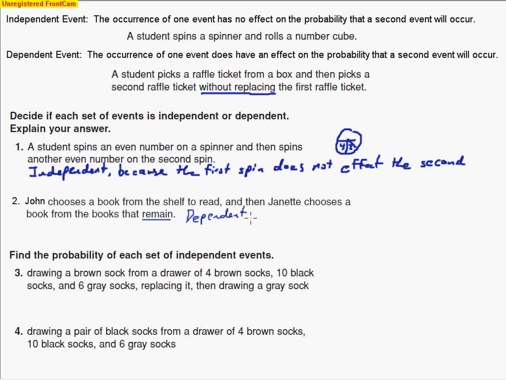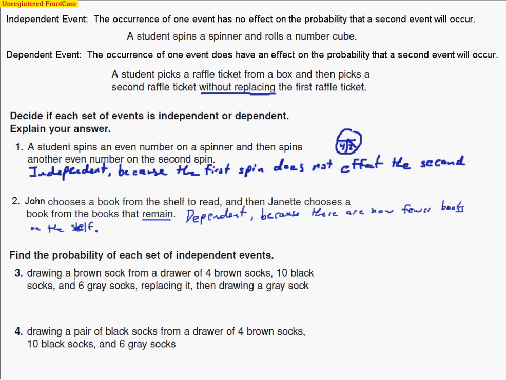And so it's dependent because there are now fewer books on the shelf. There are fewer books on the shelf to pick from, and that's why we've got a dependent event. And that's what you have to really look for: whether they end up replacing the item or not. So let's take a look at this next one here.